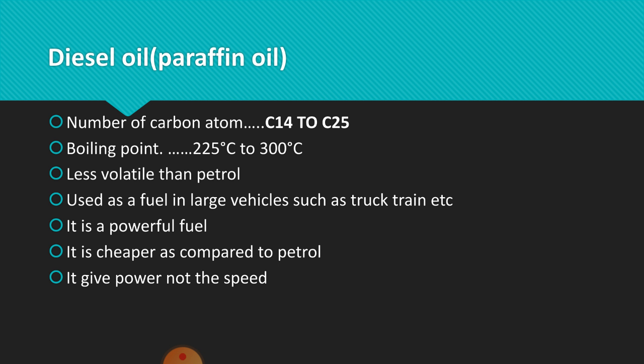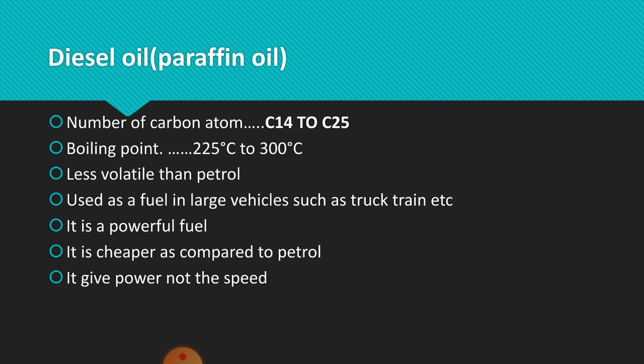The diesel oil is also called paraffin oil. The compositions of the two paraffin oils are slightly different from each other, and it depends upon the number of carbon atoms. The number of carbon atoms in diesel oil is 14 to 25. Its boiling range is 225 degrees C to 300 degrees C. It is less volatile than petrol. It is a fuel used in large vehicles such as trucks and trains. It is a powerful fuel.